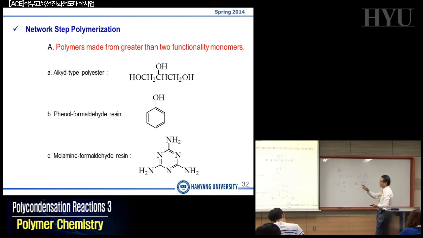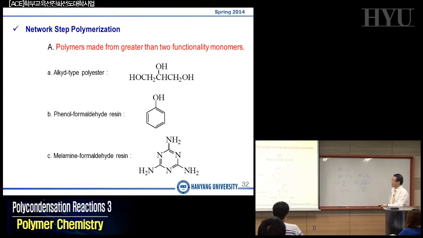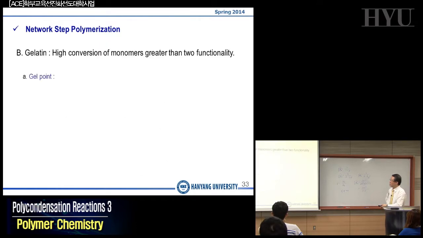So in calculating your degree of polymerization, you have to think about the F average in this case. Okay? I will show you how we can calculate it in one of the examples. Now, before we go into the detail, you have to know about the gel point. The gel is different from the sol. Okay? Sol is a solution stage, whereas gel is in a gel stage.